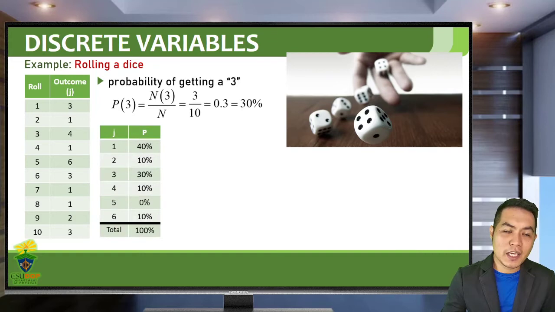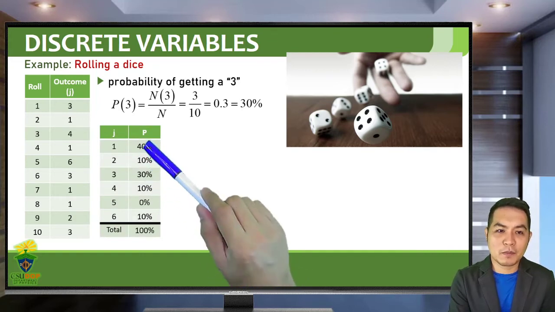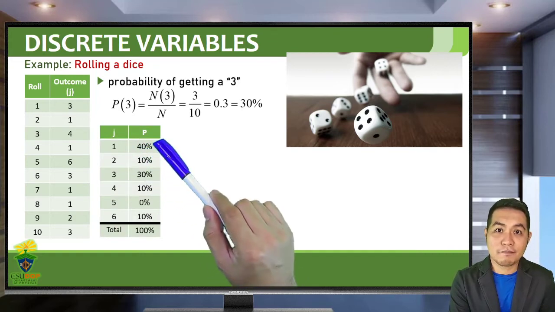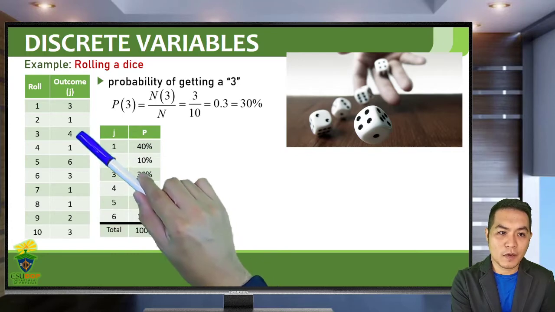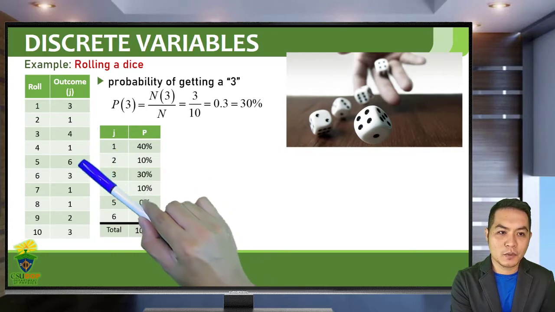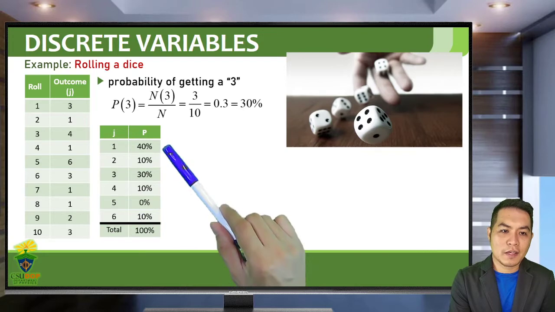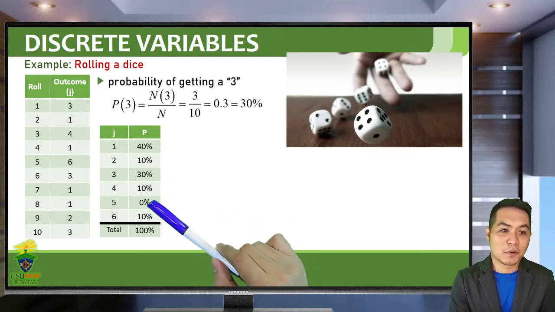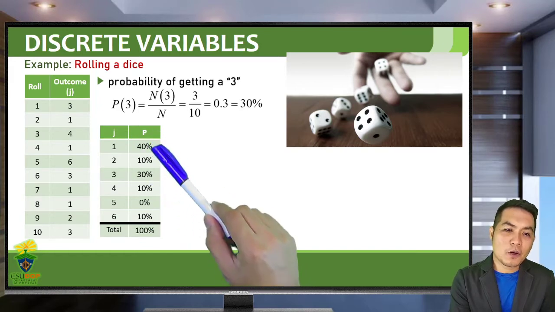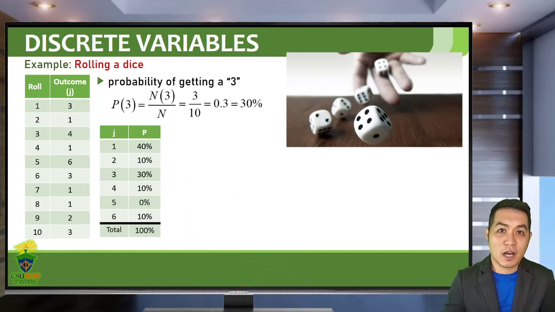You can actually get the probability for each of the possible outcomes. For 1, it's 40%, since it occurs 4 times: 1, 2, 3, 4. And for 5, it's 0% because it doesn't occur in our specific data. If you add all of those, you must get 100%. So in this scenario, our most probable outcome is 1 because it has the highest probability, which is 40%.